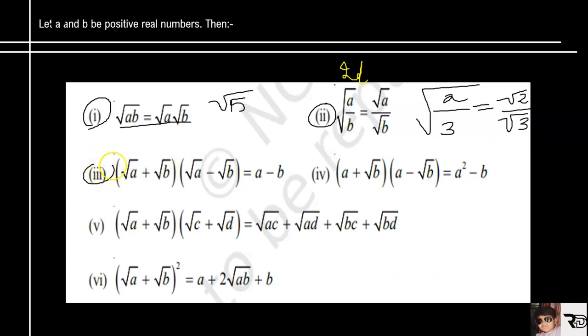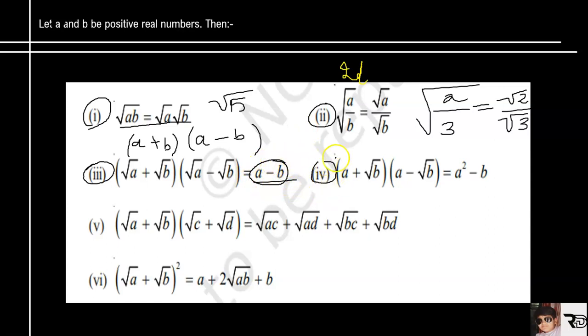Okay. The third one is the one to be learned, which is root A plus root B into root A minus root B equals A minus B. Now this is the same identity which you used to do as A plus B and A minus B. When it used to be A plus B, A minus B, we used to write A square minus B square. Now since we have root A plus root B and root A minus root B, the root and the square cancel out each other. So from A square minus B square, this remains to be A minus B.